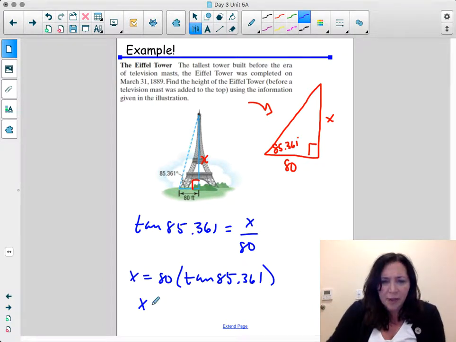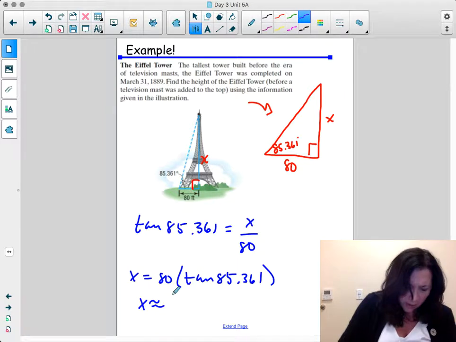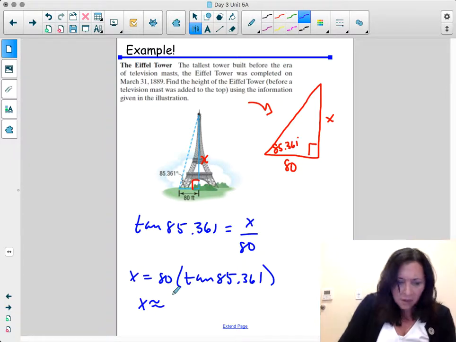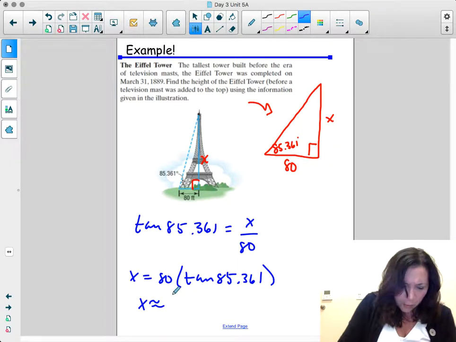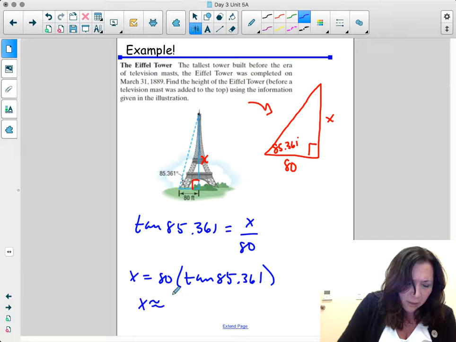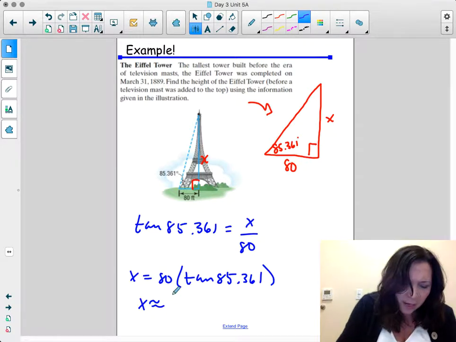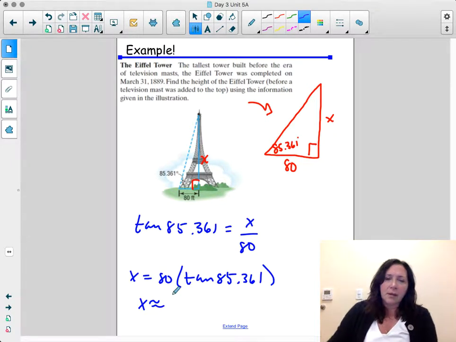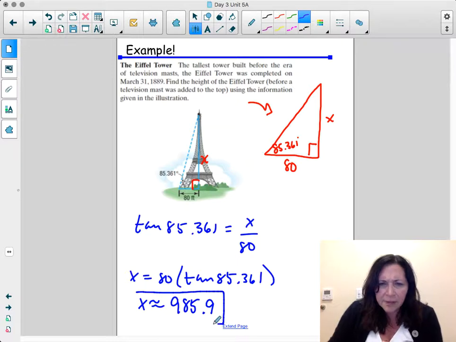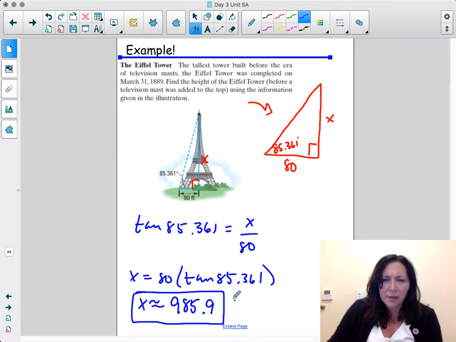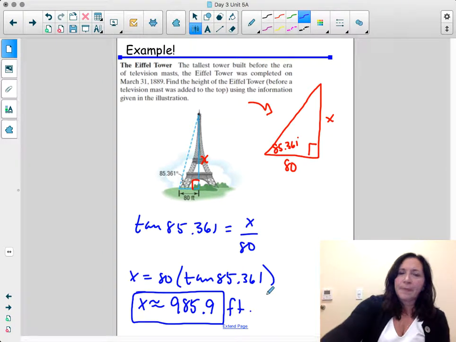With a calculator, I'm going to work that out. So 80 times tangent of 85.361, and I get 985.9. And so there you go, there's my height. I'm guessing that it's feet, because the other part has feet. So this is feet. Okay.